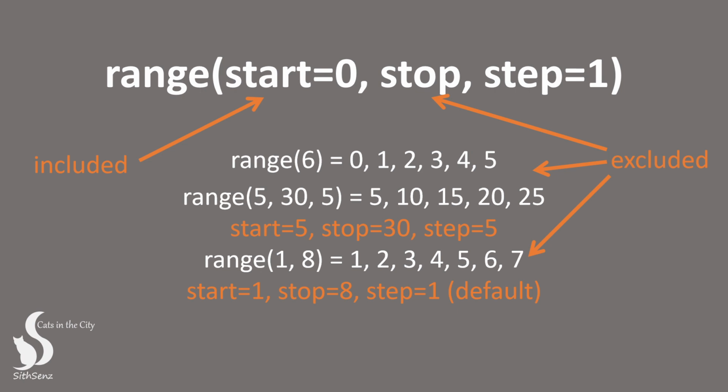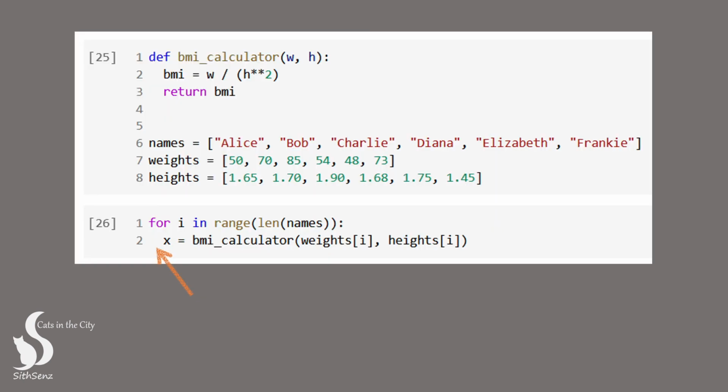A range of 6 is 0, 1, 2, 3, 4, and 5. Notice that 6 numbers are returned. And these numbers correspond directly with the indexes of any list that contains 6 items, such as ours. Going back to our for loop, Colab automatically indents our second line.